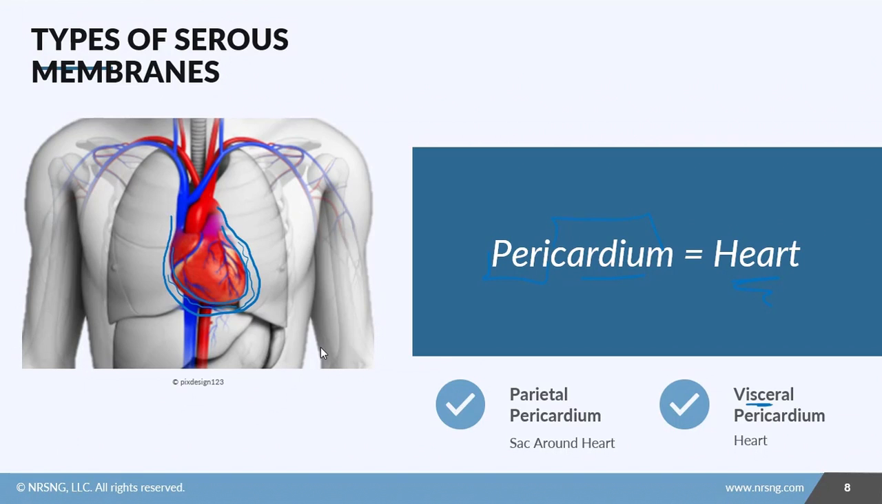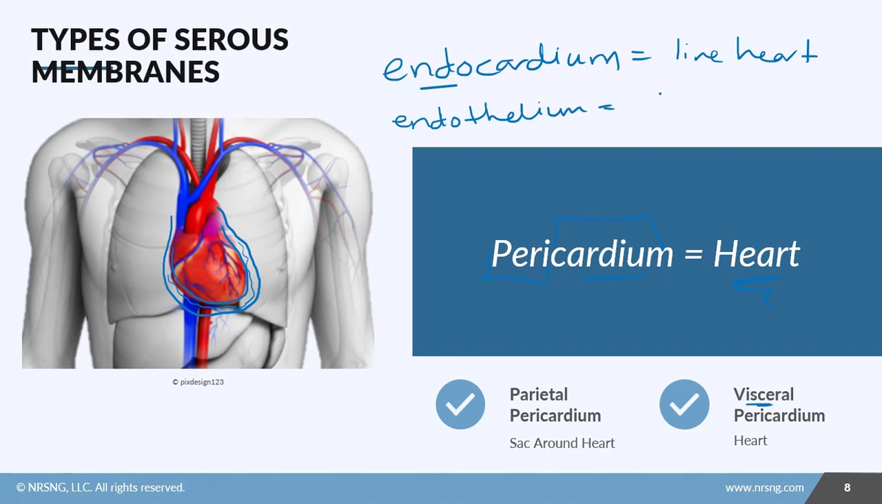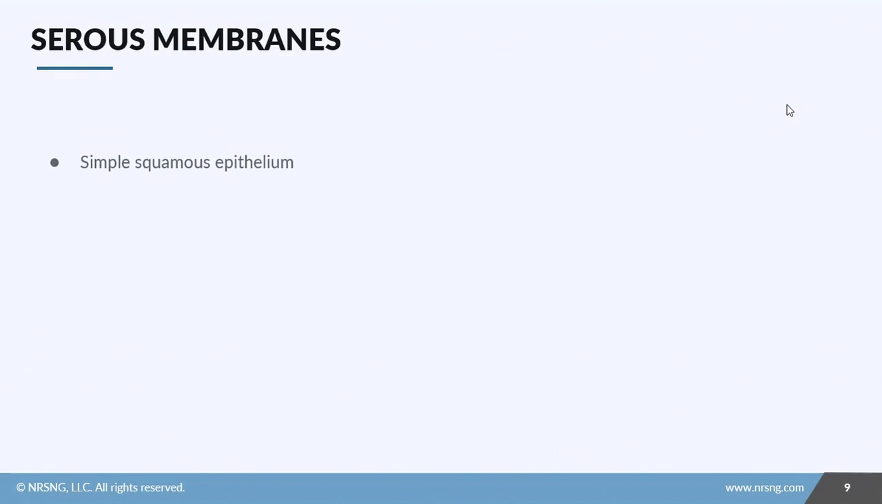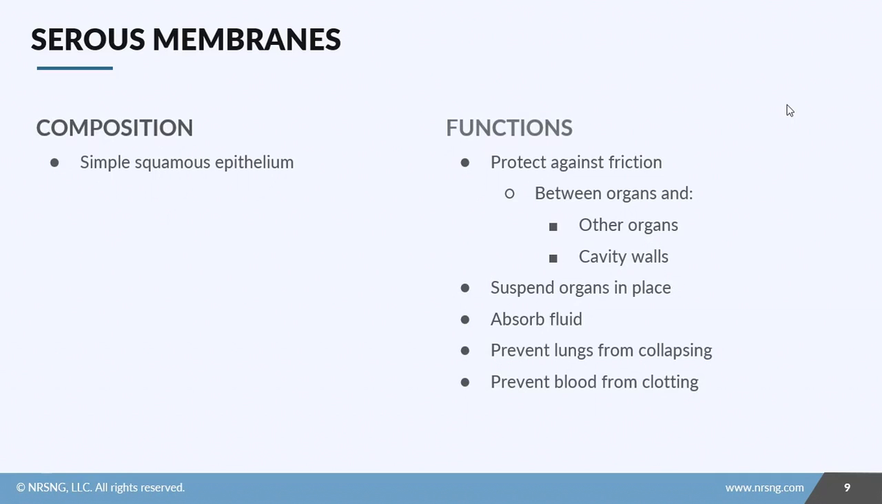Now, when it comes to the heart and the blood vessels, we also have endocardium, which is, if you break down this word, endo means inside. So this is the lining of the heart itself on the inside. And then we also have endothelium. And endothelium lines the blood vessels. And those are also serous membranes. So serous membranes, y'all, are super thin. They are only made of simple squamous epithelium. If you remember from those lessons, that means it's a single layer of thin, flat cells.